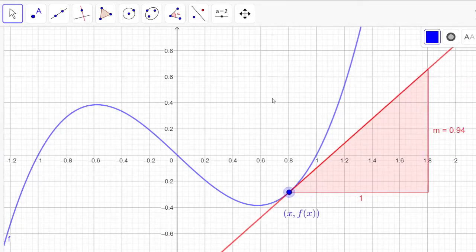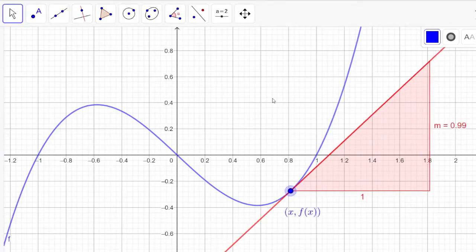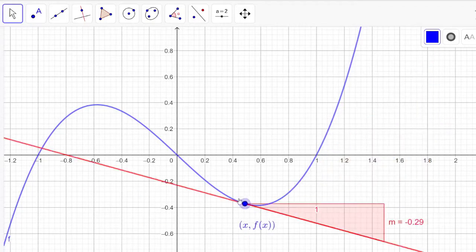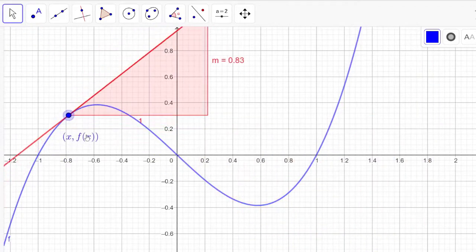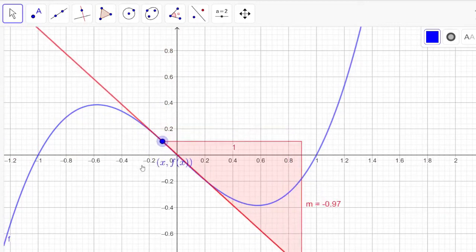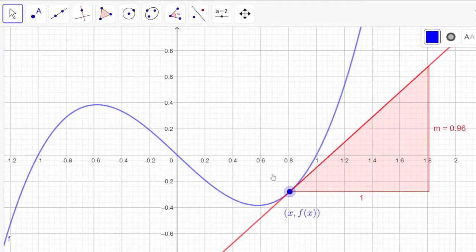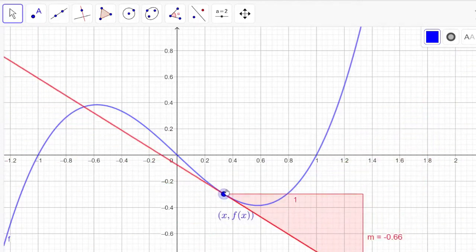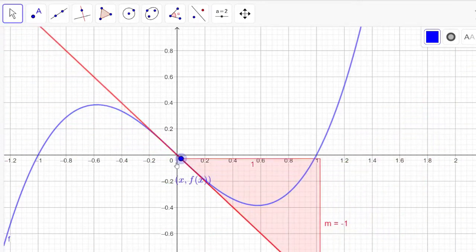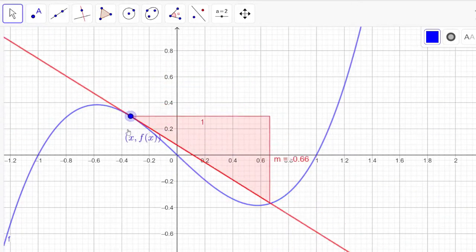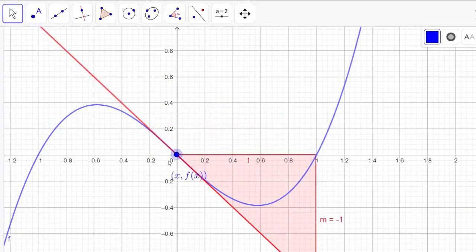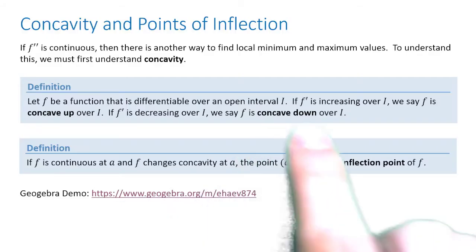That m changed from being decreasing to being increasing, right? So the function went from concave down over here, where m is decreasing, to concave up over here, where m is increasing. So where did that concavity change? Well, it changed right here. There is a point where the concavity changed, where m was decreasing and now it became increasing. And that's another important point. That point is called an inflection point.